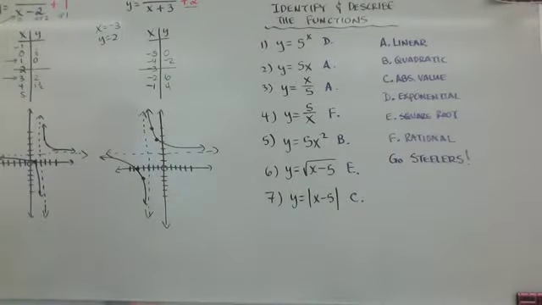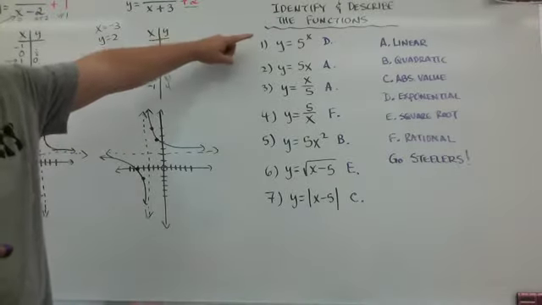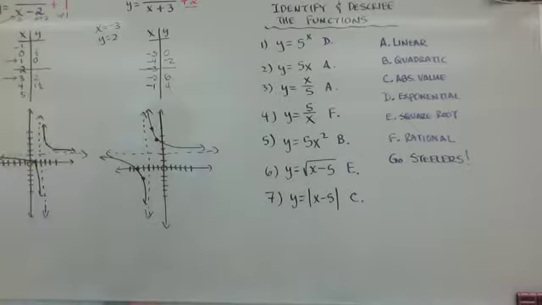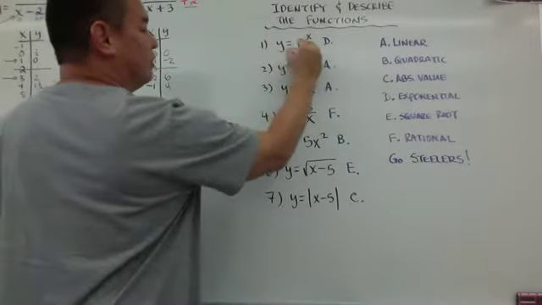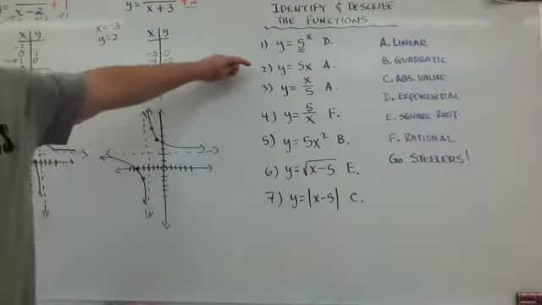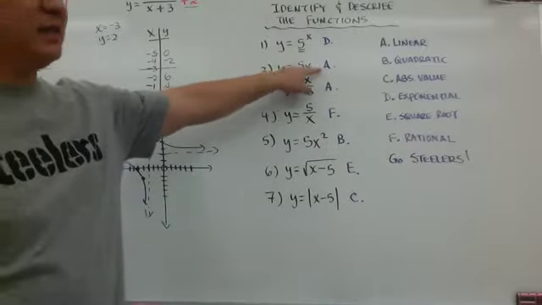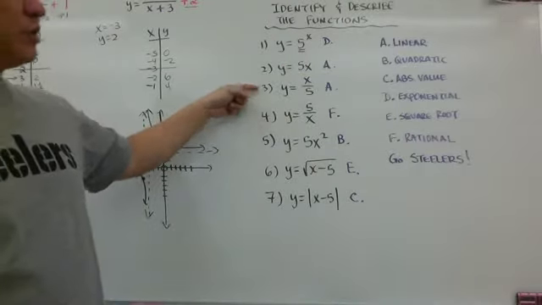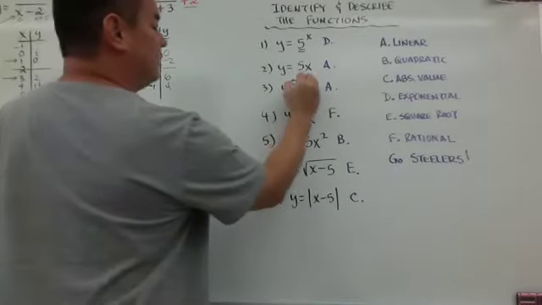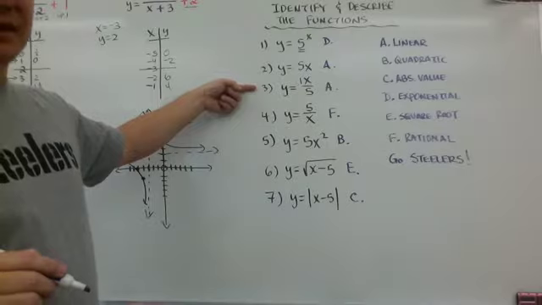But if it's said to describe it, this would just say your base is 5 and it's exponential growth since this is 5. So you'd say exponential growth. This would be a linear equation with your slope 5 and y-intercept is 0 or the origin. This one is a linear equation, slope 1/5 because there's an invisible 1. And your y-intercept is still 0 or the origin.